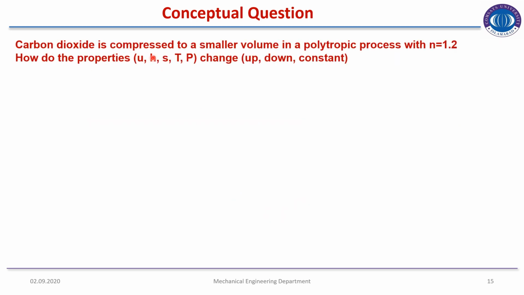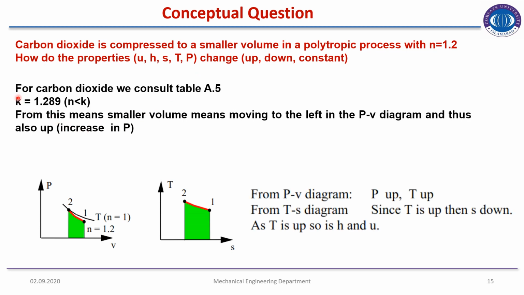Carbon dioxide is compressed to a smaller volume in a polytropic process with the polytropic index of 1.2. How do the properties u, h, s, T, P change? Will they increase, decrease or remain constant? So u is internal energy, h is specific enthalpy, s is the specific entropy, T is temperature, P is pressure. For carbon dioxide, we consult table A.5.